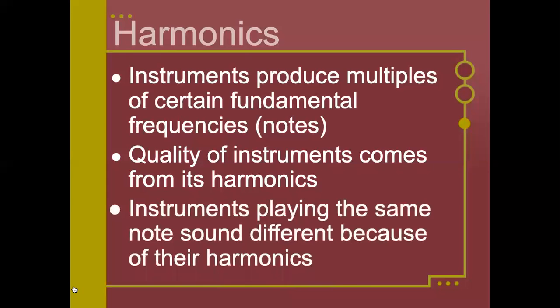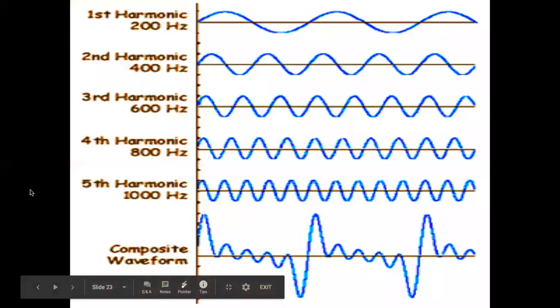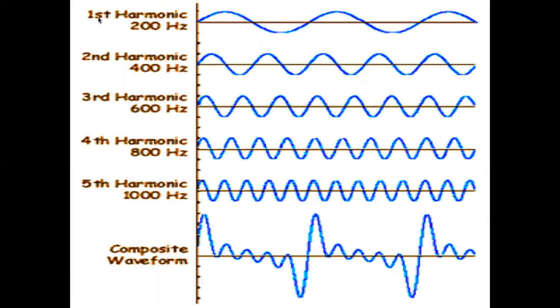The reason why a tuba sounds different than a violin playing the same note is the harmonics of the instrument. I'm going to show you that in sort of a depiction in a second. So again, if we're talking about the first harmonic, the first harmonic is the fundamental frequency. That's the note that's being played, right?